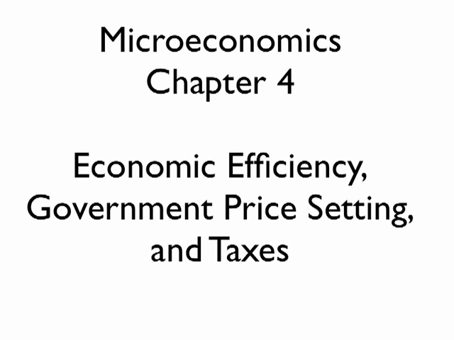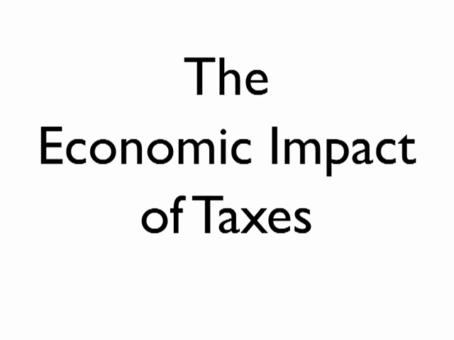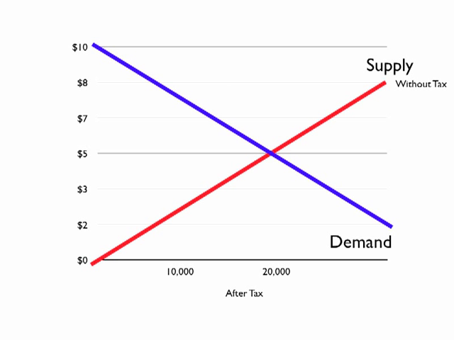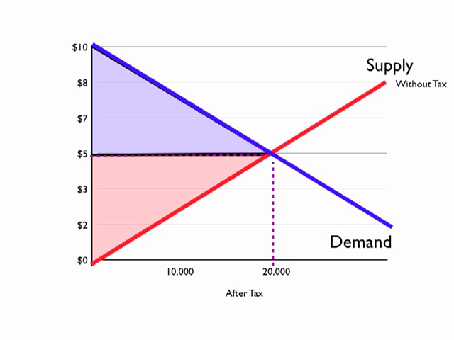Okay, we'd like to continue with Chapter 4. In this chapter, we're going to talk about taxes, the economic impact of taxes. Let's take another look at our supply and demand chart at an equilibrium price of $5 and 20,000 units. That's our consumer surplus and our producer surplus areas. Let's assume that the government imposed a $5 per pizza tax.